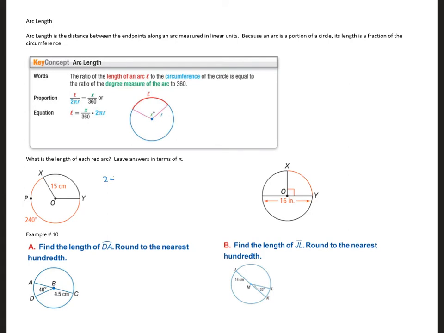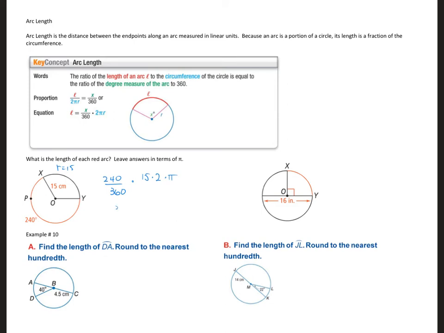So I'm going to do 240 over 360, and then I'm going to multiply that by 15 times 2 times pi. Why did I multiply it by 15 times 2? Because the radius is 15. So remember, I have to use 2 times pi times the radius for the circumference here. So that's going to give me 30 pi.